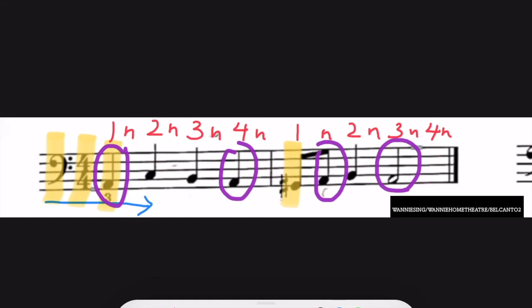However, they are not quarter notes anymore like in the first measure. The first A in the second measure is an eighth note, and the second A in the second measure is a half note. Now let's look at the movement of the notes. It's up and down, down, down, up, up, down.